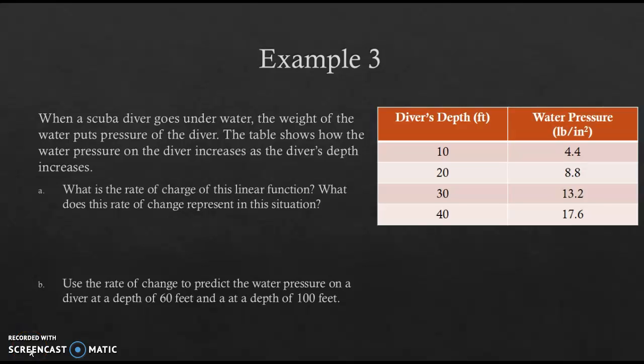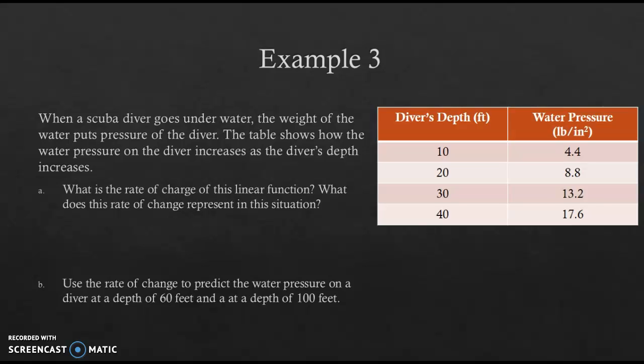Welcome back. So in this video we're going to talk about how to use tables and rates of change to solve word problems, both linear and nonlinear, just like the ones you'll see in your Math Excel.